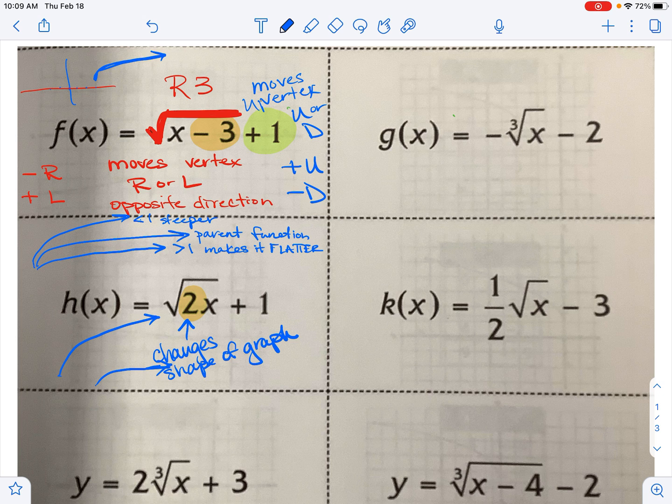So this one, it's going to change the shape of it. It's going to make it flatter, and it's going to move it up 1, because this moves it up 1. Here, the 1/2 is going to make it steeper. And then the -3 moves the vertex down 3.